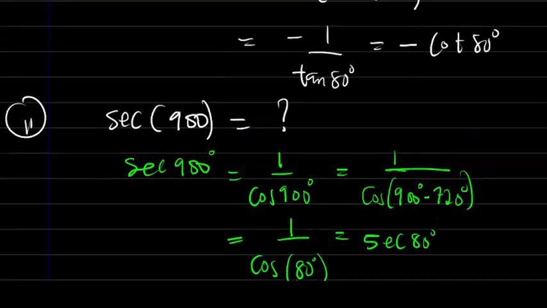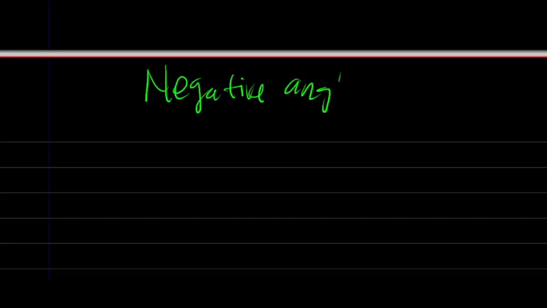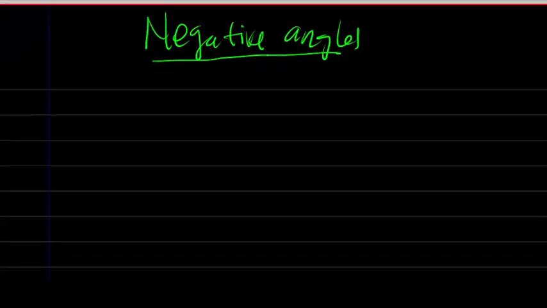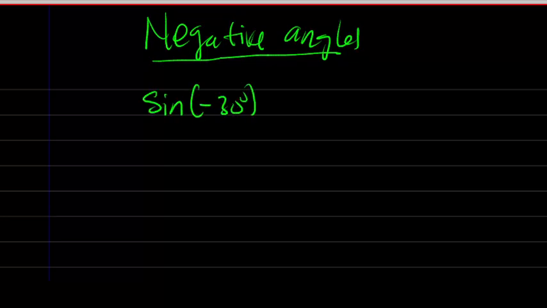How are we going to deal with negative angles? We are still going to use the same idea. Don't forget, if the given negative angles are just acute angles, you won't need to waste your time. Let's say you are given sine minus 30. You don't waste your time on this. It is minus sine 30 degrees.